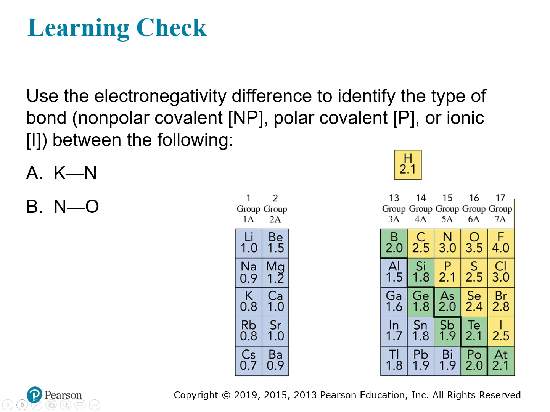So here, we need to use the electronegativity difference to identify the type of bond. So we've got nonpolar covalent, polar covalent, or ionic. For A, we've got potassium and nitrogen. Right off the bat, potassium is a metal. Nitrogen is a nonmetal. So without even doing any math, I can predict this is going to be an ionic bond, because ionic bonds happen between metals and nonmetals. Metals just give up that valence electron. But we'll do the math anyway.